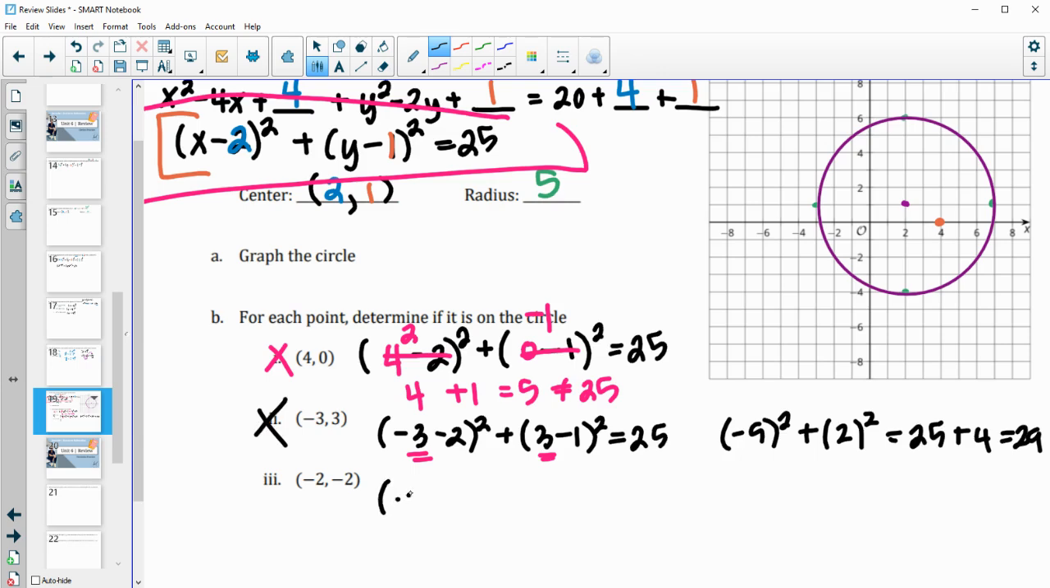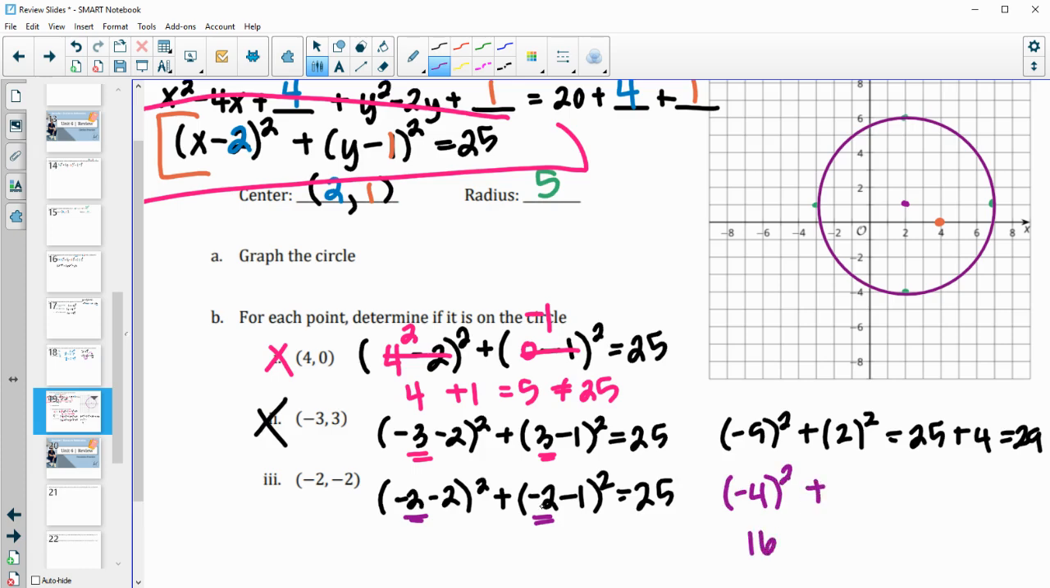And then the last one, -2 minus 2 squared. And then negative 2 minus 1 squared should equal 25 if it's on our circle. Again, we just plugged in this negative 2 into our equation. So negative 2 minus 2 is negative 4. Squared is 16. Negative 2 minus 1 is negative 3 squared, which is 9. 16 plus 9 equals 25, which is good. So this one is on our circle.